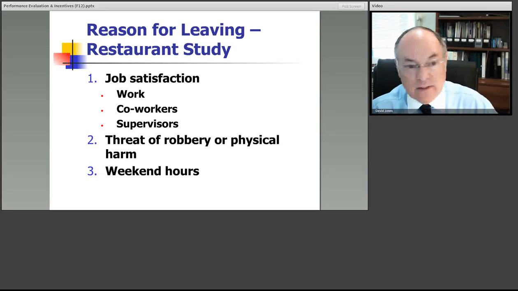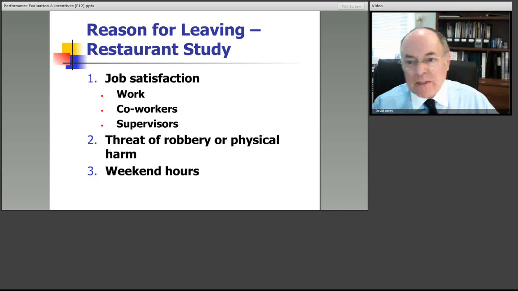They didn't like those work. Number two was the threat of robbery or physical harm. Especially if you're working in like a fast food restaurant in a transitional part of town, that may not be what you want, or in a late night restaurant, where there could be high crime going home from work, those kind of things. And the third thing, weekend hours.